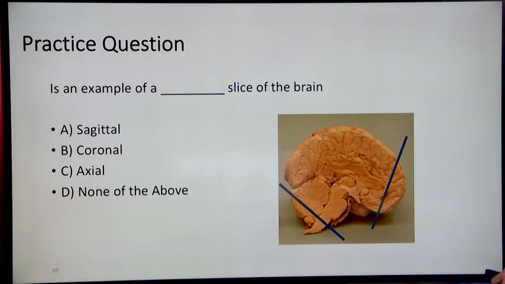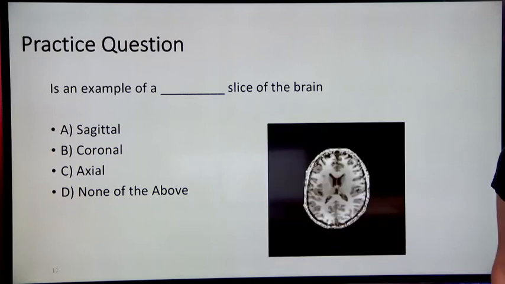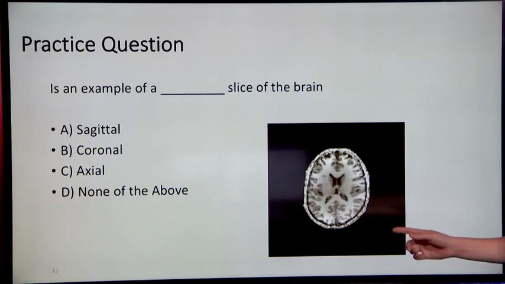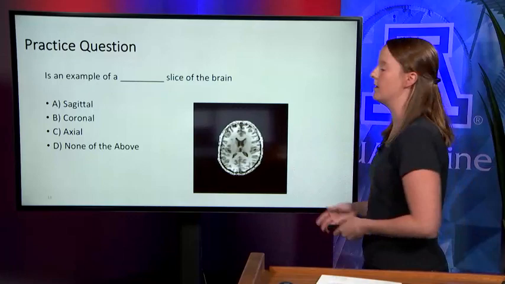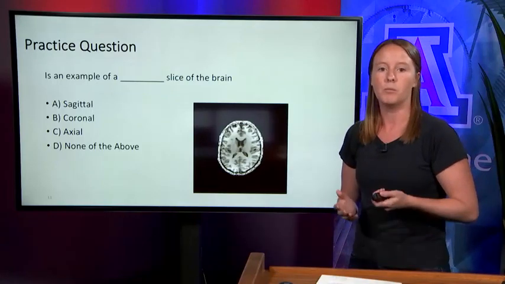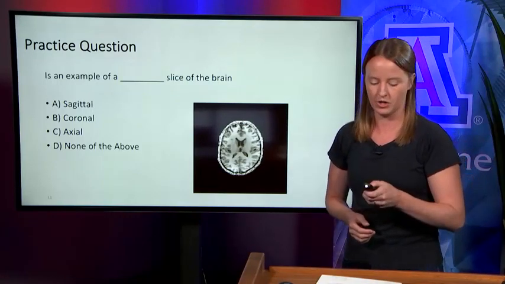Let's try one more. We just looked at an example of an image like this. Okay, this is an example of what kind of slice of the brain. And hopefully you're realizing that this is an axial slice. Okay, we're basically separating the brain into the top and the bottom. Okay, and that's what an imaging result would look like when we do an axial slice or cut of the brain.